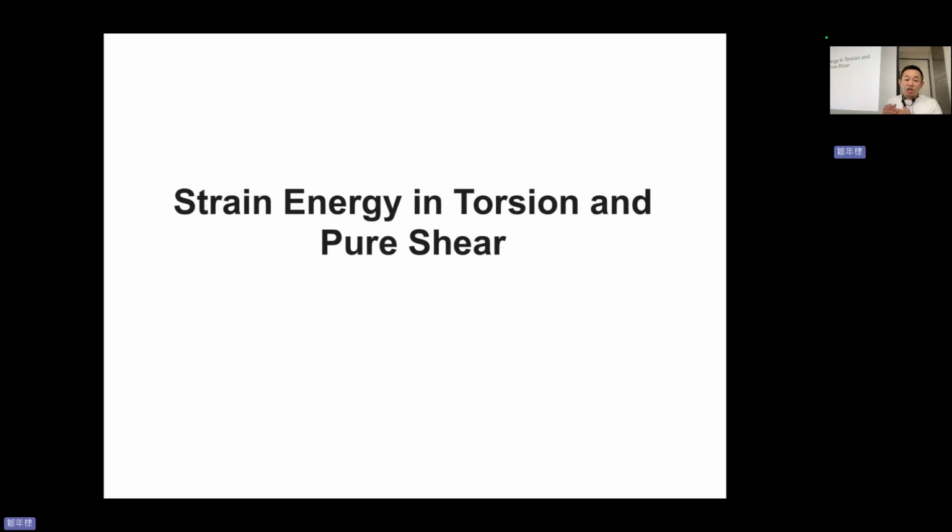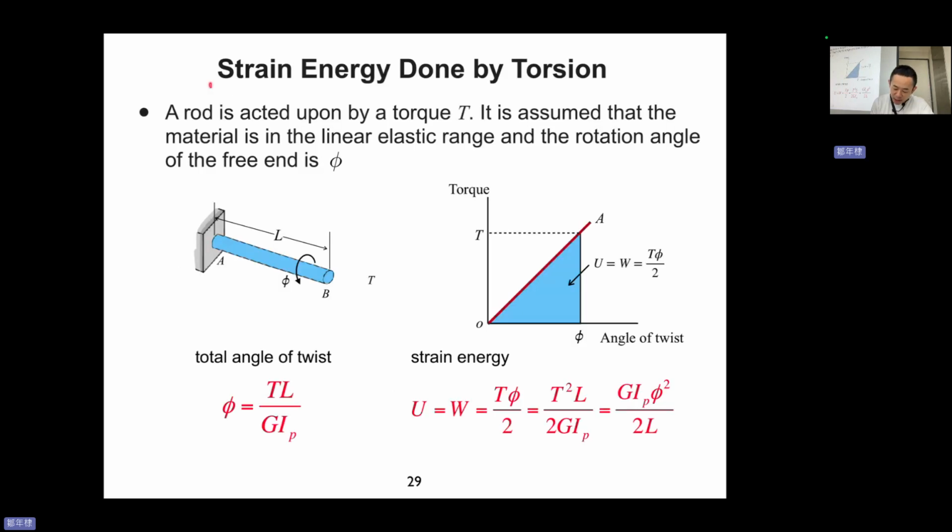Then you see that this is strain energy in torsion in pure shear. Okay, strain energy. Don't you think this is really similar to chapter 2? Strain energy done by torsion. Very similar. Again, a bar with torsion T, with the rotation angle, twist angle phi. So phi equals TL divided by G IP. No problem at all. You know that, right?